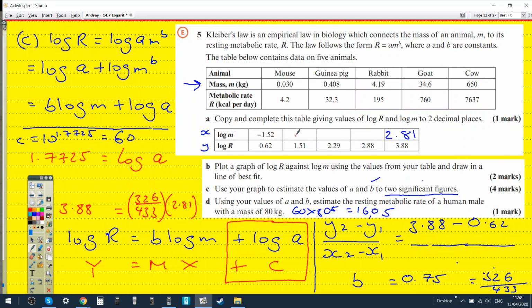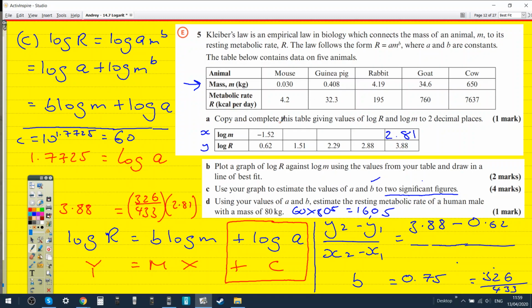So this one, fill in the table. How do you find the gradient of the line? Just y2 minus y1 over x2 minus x1. And which y's and which x's do you use? Which two? So in this case, it would be log R2 minus log R1 over log M2 minus log M1. Yes. So 3.88 minus 0.62 over 2.81 minus 1.52.